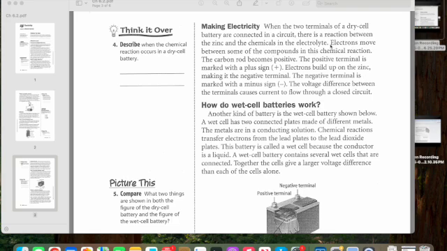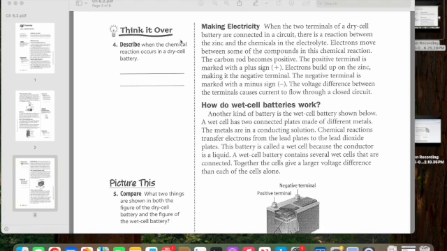We can stop highlighting for the moment. Electrons move between some of the compounds in this chemical reaction. We'll highlight the carbon rod becomes positive. The positive terminal is marked with a plus sign. We're also going to highlight right here, electrons build up on the zinc, making it a negative terminal. The negative terminal is marked with a minus sign. The voltage difference between the terminals causes current to flow through a closed circuit.